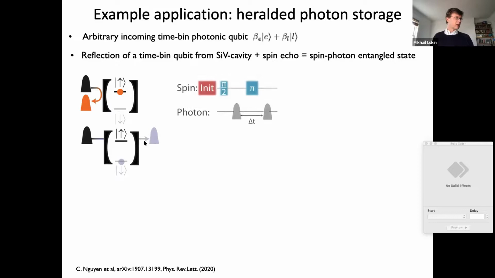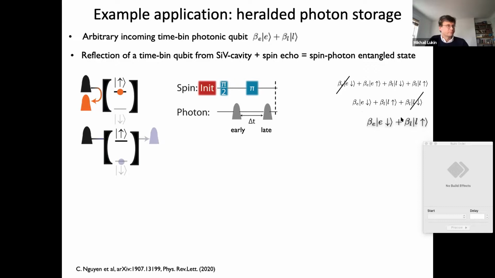Then we perform the operation of the following kind. We first prepare a 50-50 superposition of up and down state of the silicon vacancy center. We use this so-called time bin qubit, where the photon is encoded either in early arrival or in late arrival. In between this photon arrival, we perform a pi pulse. Initially you have a product state of spin and photon. But using this conditional reflection, you eliminate first one component of the state, then another component of the state. As a result, you end up with the spin photon entangled state.